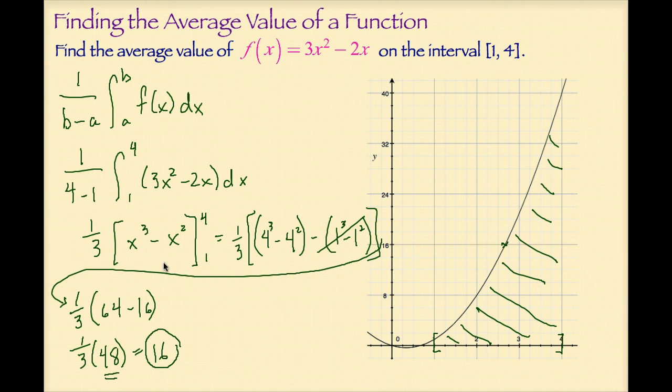Here's another way to look at it. If we constructed a rectangle and the height was 16 and the width was the distance from A to B, which is 3, isn't it true that the area of that rectangle, 16 times 3, is 48, which is equivalent to the exact area under the curve on the interval from 1 to 4. So the average value of a function is that function height which forms a rectangle on the given interval whose area is equivalent to the area under the curve on that same interval.